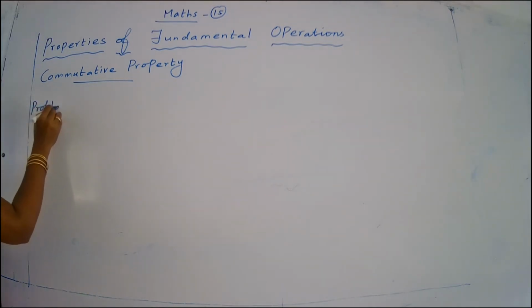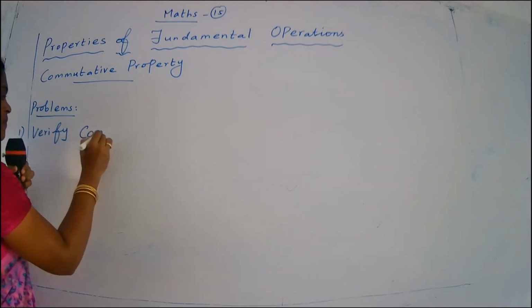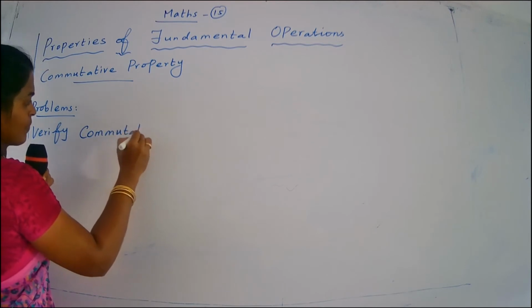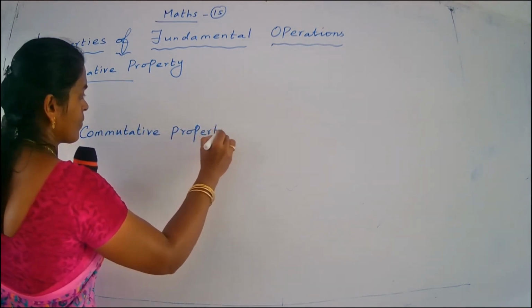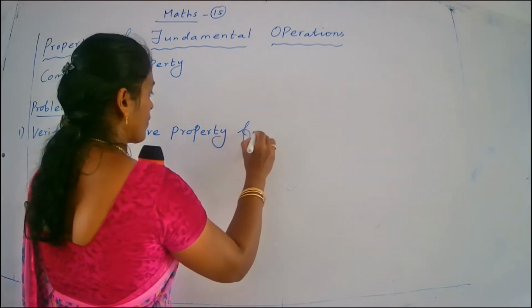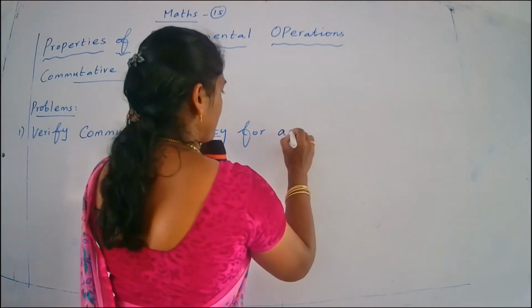Okay. Now you write the problems. The first question: verify commutative property for addition and multiplication.